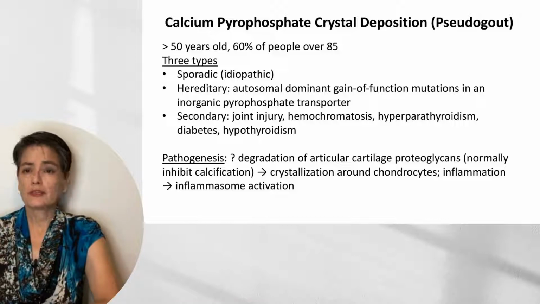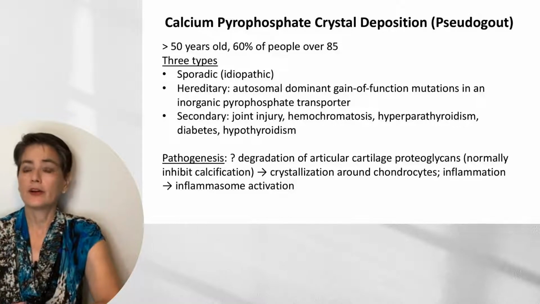Now, we don't know the exact pathogenesis of pseudogout. What's thought is that with age, we get degradation of our articular cartilage proteoglycans. These proteoglycans normally inhibit calcification, but as they are degraded, we get crystallization around chondrocytes. This is going to cause inflammation, resulting again in the activation of our inflammasome.